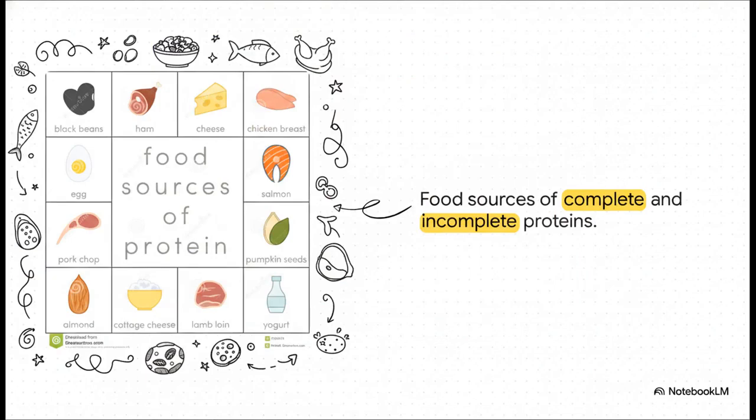As you can see, you have a massive, delicious array of options to get this macronutrient into your diet. You've got your complete animal sources, like chicken breast, salmon, ham, eggs, cheese, and yogurt. And right alongside them are fantastic incomplete sources, like black beans, pumpkin seeds, and almonds. Mixing up your plate with these different foods is exactly how you hit your daily nutritional goals.